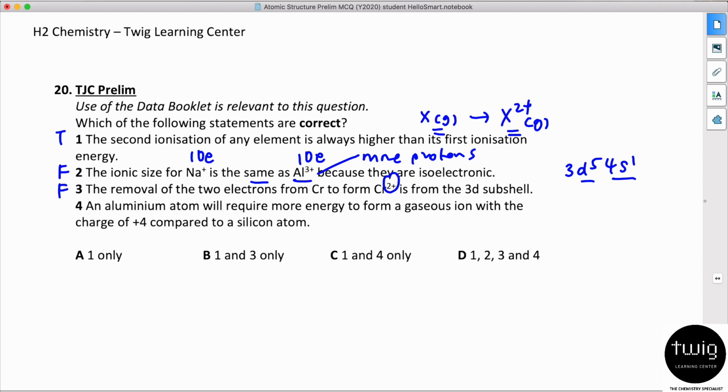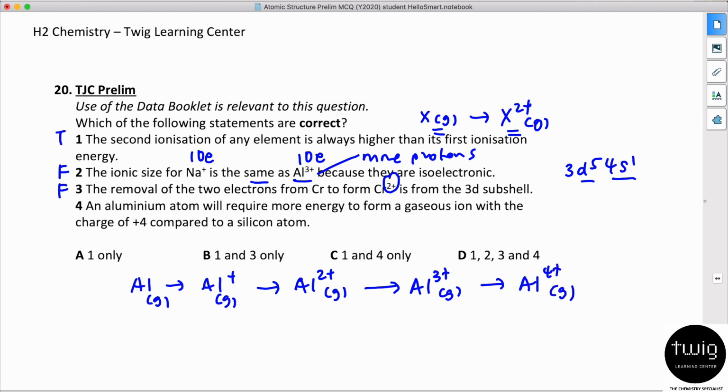Okay, let's do option number 4. So aluminum will become Al+, then Al2+, then Al3+, and then Al4+. For silicon, from Si, we get Si+, then Si2+, Si3+, then Si4+.